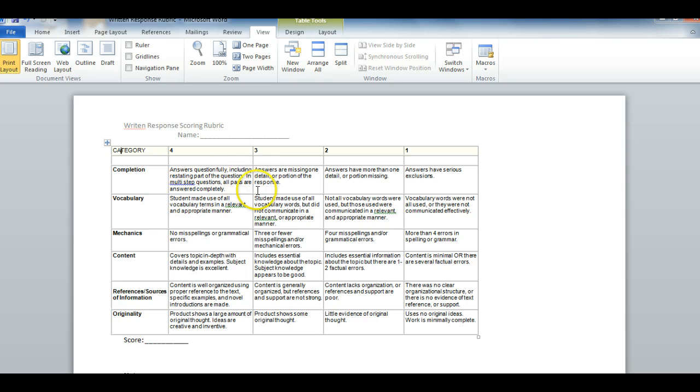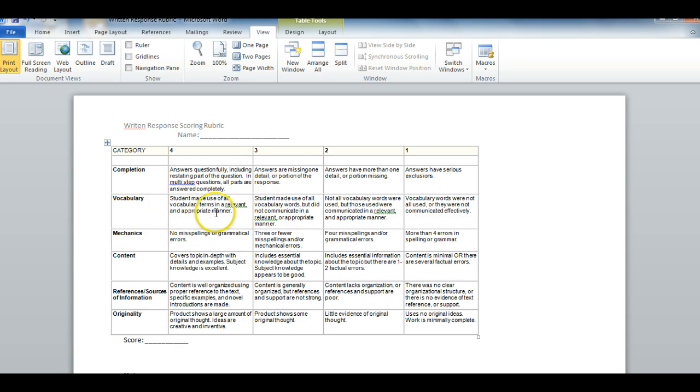So that's what you need to make sure, that you're reading the assignment correctly and putting all of the things that you need. And if they're missing one detail or portion, then I'll give you a 3. If you have more than one detail or portion missing, I'll give you a 2. And if your reply or response is really not very well done, you'll get a 1.